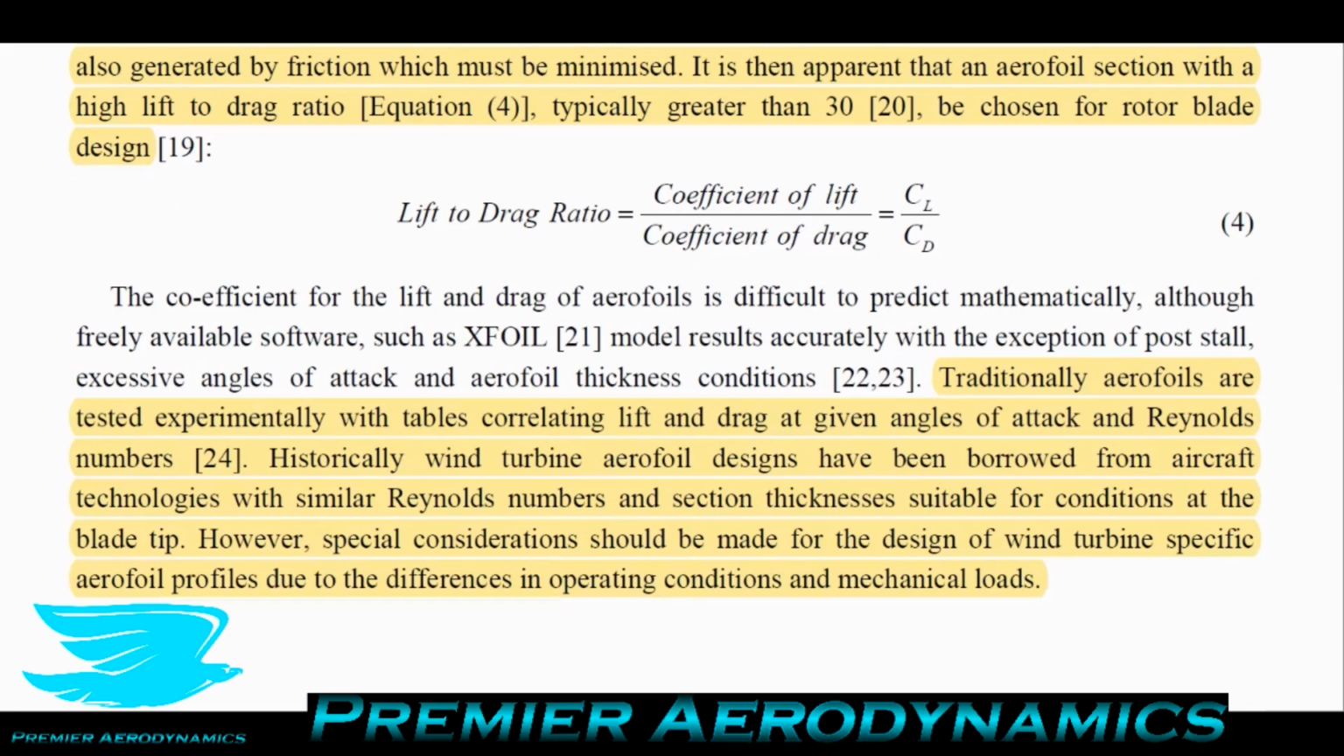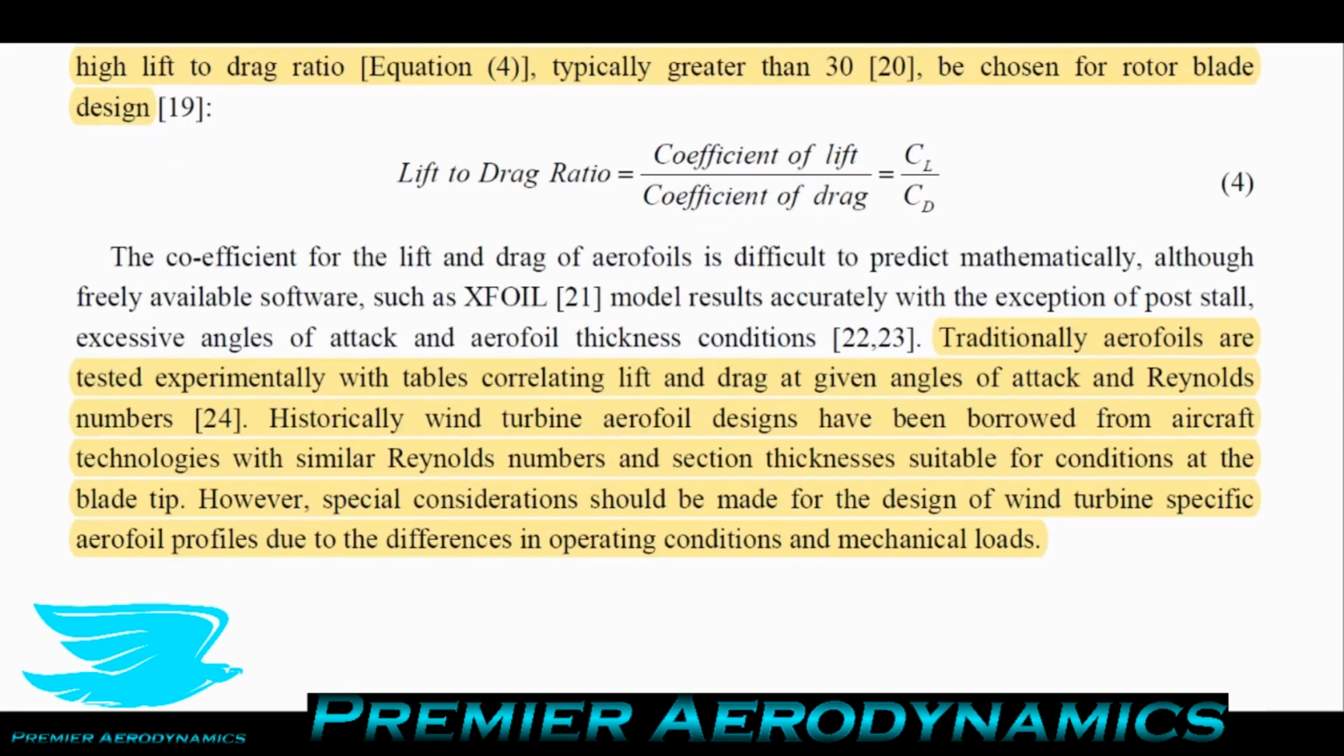They said traditionally airfoils are tested experimentally with tables correlating lift and drag at given angles of attack and Reynolds numbers. And historically, wind turbine airfoil designs have used these from aircraft manufacturers and that knowledge with similar Reynolds numbers and section thicknesses suitable for the conditions at the blade tip. So what they're saying is, historically, wind turbine blades were optimized for the blade tip velocity. Now that's a problem because they say that special considerations should be made for the design of wind turbine specific airfoil profiles at all the different operating conditions and along the blade, along the span.